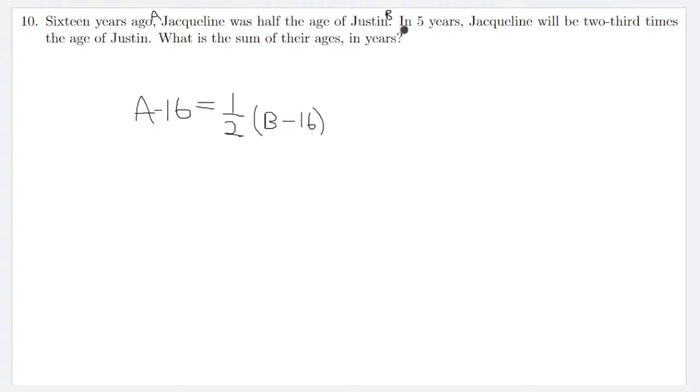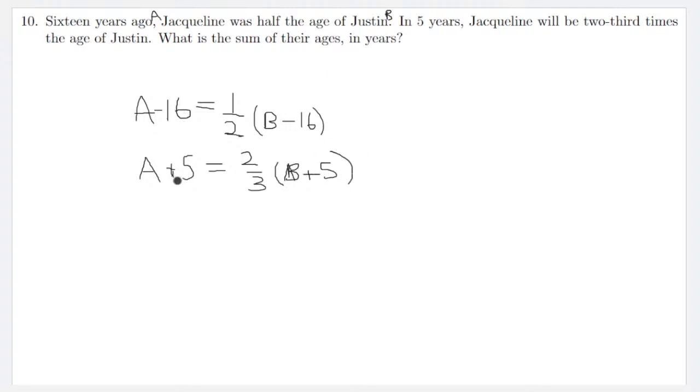Okay, now let's look at the second statement. Jacqueline will be 2/3 times the age of Justin in 5 years. Well, in 5 years, Jacqueline will be A plus 5 years old. And her age will be 2/3 the age of Justin, which is B plus 5.